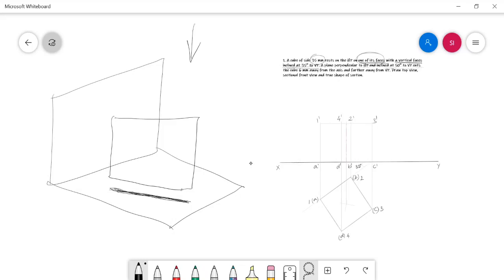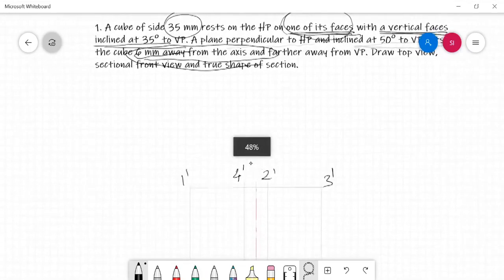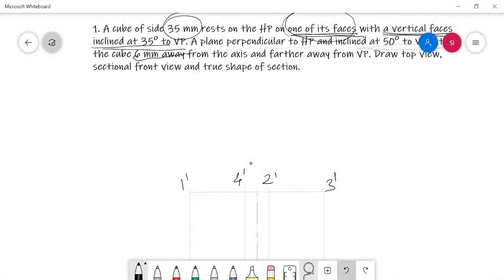In this problem, the cutting plane is perpendicular to HP and inclined at 50° to VP. So in this problem we are going to cut the base view of the solid, and to locate the cutting plane with respect to the solid, the condition is the cutting plane passes through the solid 6 mm away from the axis. It's given in the question.